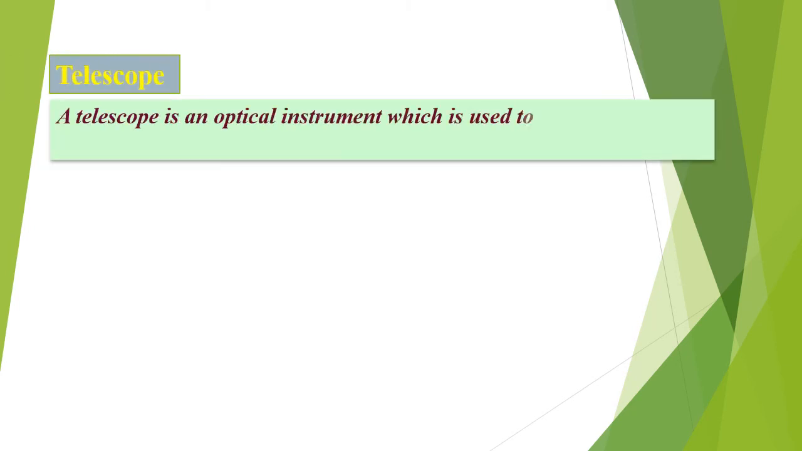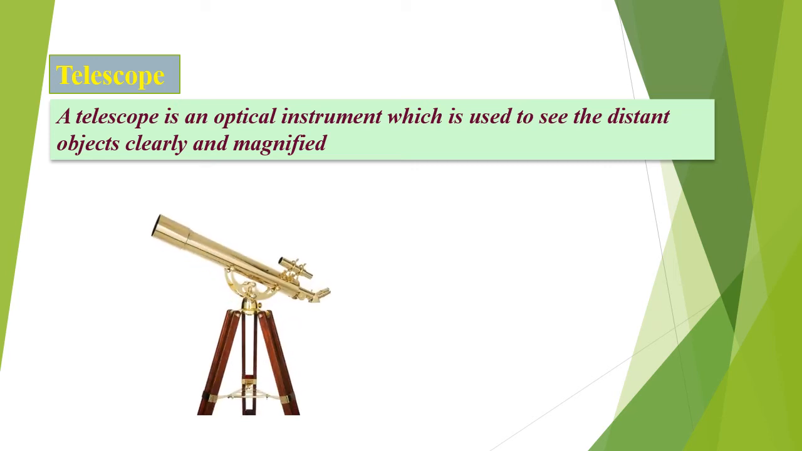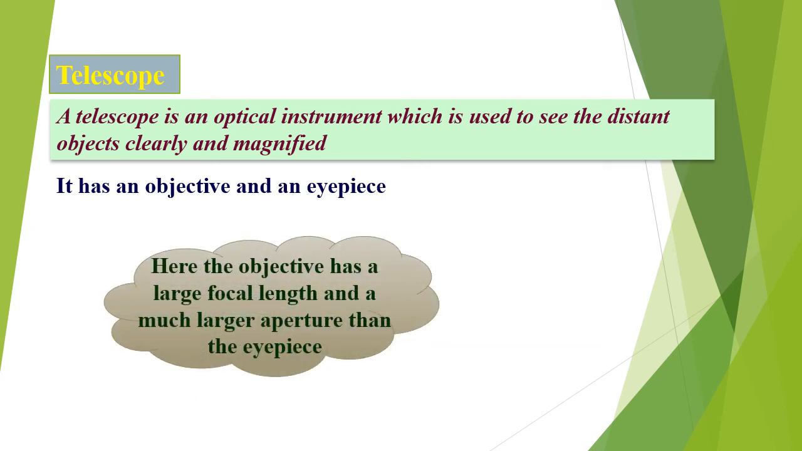Now telescope. A telescope is an optical instrument which is used to see a distant object clearly and magnified. This is the telescope. It has an objective and an eyepiece. Here the objective has a larger focal length and a much larger aperture than the eyepiece. Why are we keeping a much larger aperture? To collect a large number of light rays so that the image formed is clear and distinct.